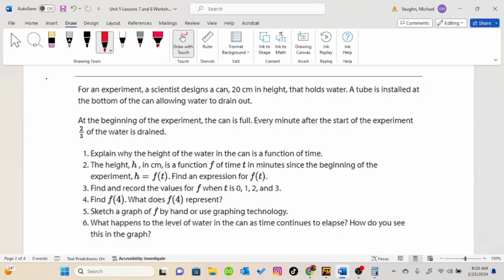For an experiment, a scientist designs a can 20 centimeters in height that holds water. A tube is installed at the bottom of the can, allowing water to drain out. At the beginning of the experiment, the can is full. Every minute after the start of the experiment, 2/3 of the water is drained. Explain why the height of the water in the can is a function of time.